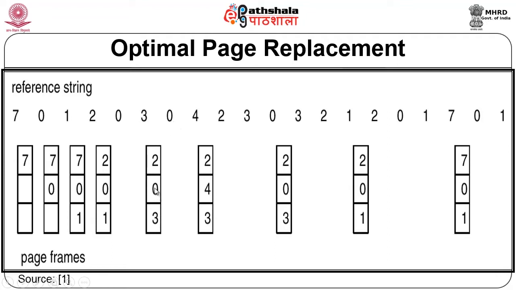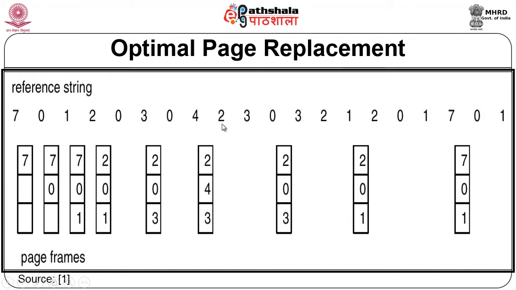0 is present here already. So, there is no need for replacement. You can use 0 as such. And the next is for page number 4. Of 2, 0 and 3, 2 will be used, 3 will be used and only then 0 will be used. And hence, you can remove 0 and bring in this 4 into the main memory.